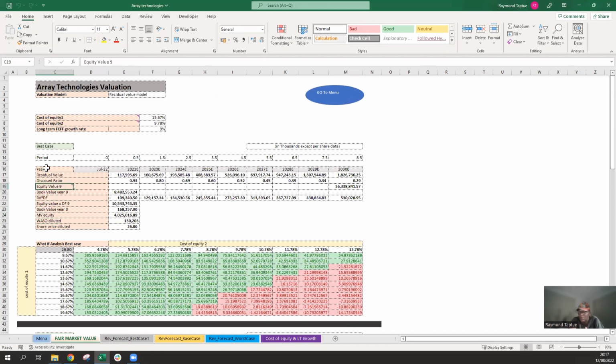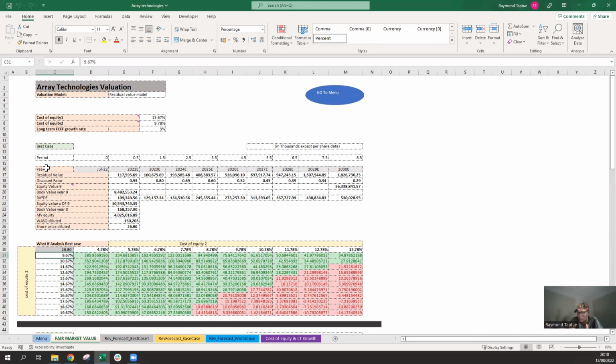When I determine the fair market value of equity using the variables that I forecasted under the best case scenario, I have about 26.8, but ignore that value, because we will use the what-if analysis to form a better opinion of what we believe is the fair market value of the company, because it can be different depending upon what you use for the cost of equity for the first and the second period.